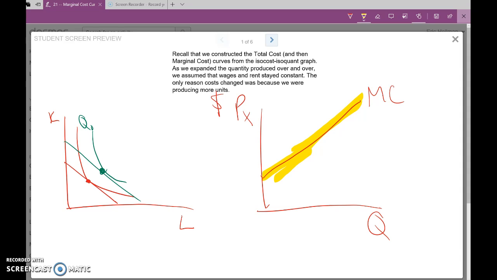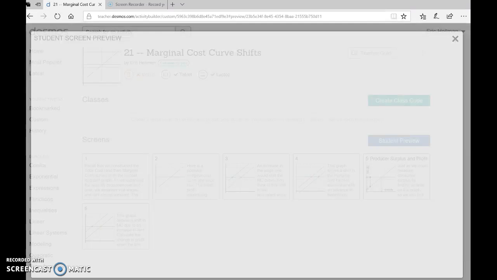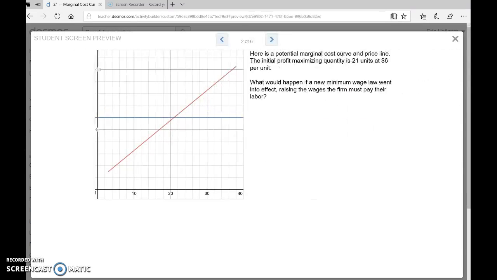So just like with demand functions, if anything that was not the price of X changed, so income, the price of a related good, consumer taste, that would create a shift in the demand curve. So now when we're looking at marginal cost curves, changes in wage rates or rental rates for capital or technological advancement, all that stuff that was assumed to be constant when we were deriving a marginal cost curve, if those things change, we're going to get a shift in the curve. So let's look at what some of those shifts might look like. It's all going to be pretty similar to when we were looking at shifts in demand.